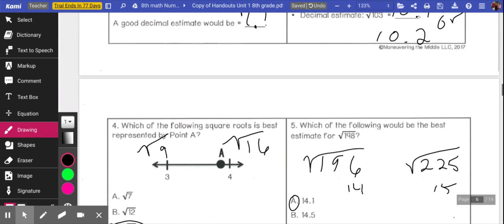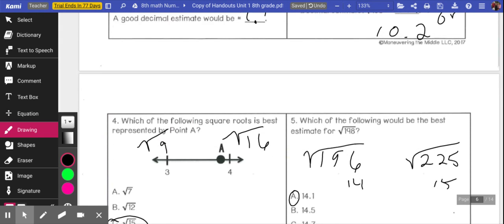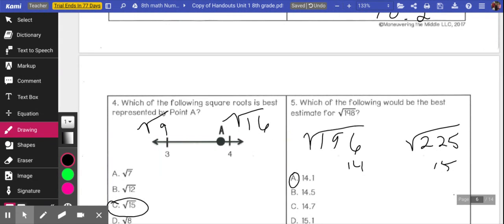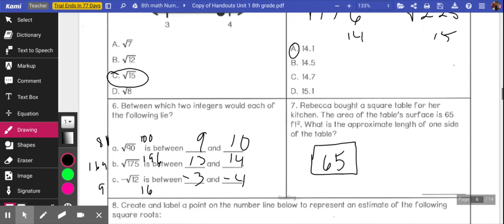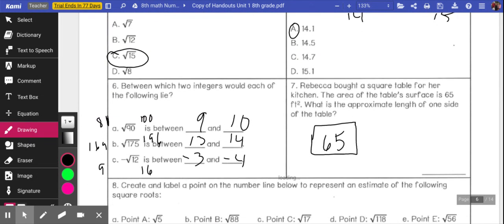Okay, so if you look back here, number 5 would be A. I put the 2 perfect squares that it's between. I looked on my sheet for it, and 198 is close to 196. So the best bet would be 0.1. 5 would be right in the middle, and we know that's not it. 6, I put the perfect squares around each one. And then the square root of 81 is 9. Square root of 100 is 10. So that one you're just fine. You don't even have to do the decimal for that.